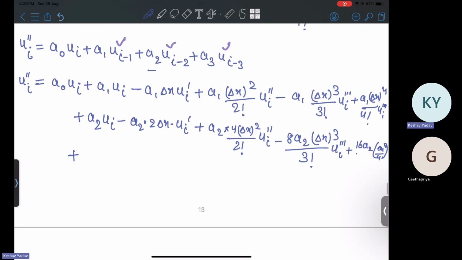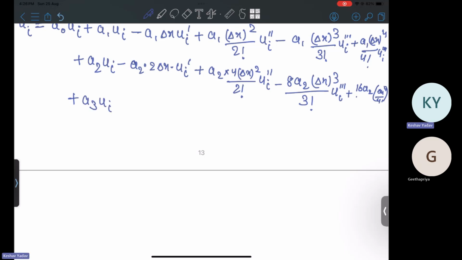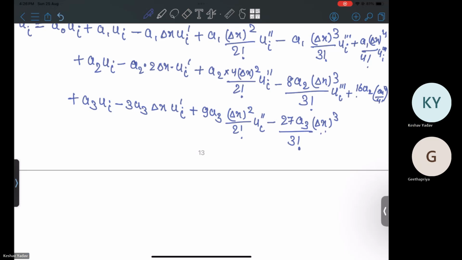Plus if we want to find this term will be what? a3 ui minus this time 2, this time it will be 3 a3 multiplied by delta x ui prime plus this will be what? 9 a3 delta x square upon 2 factorial ui double prime plus, sorry, minus this will be what? 27 a3 divided by 3 factorial delta x cube multiplied by ui 3 times prime plus 81 a3 delta x to the power 4 upon 4 factorial multiplied by u 4 times prime at ith location.